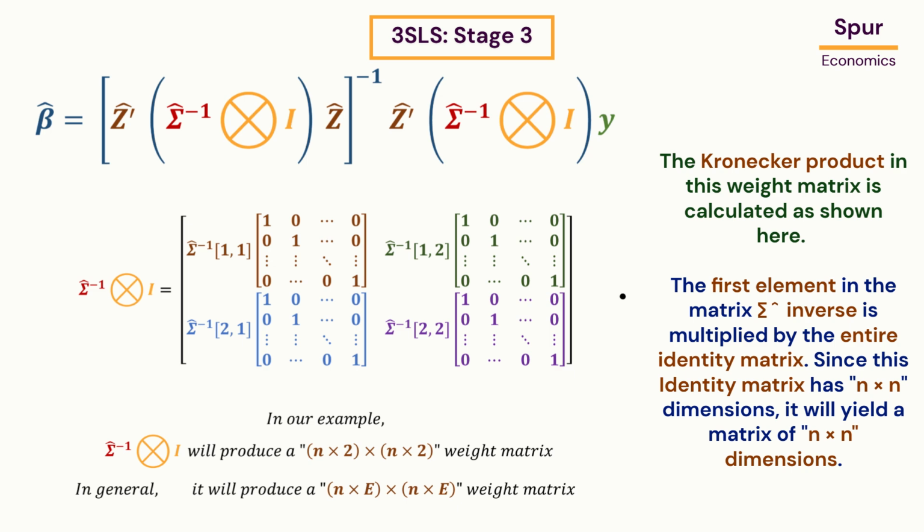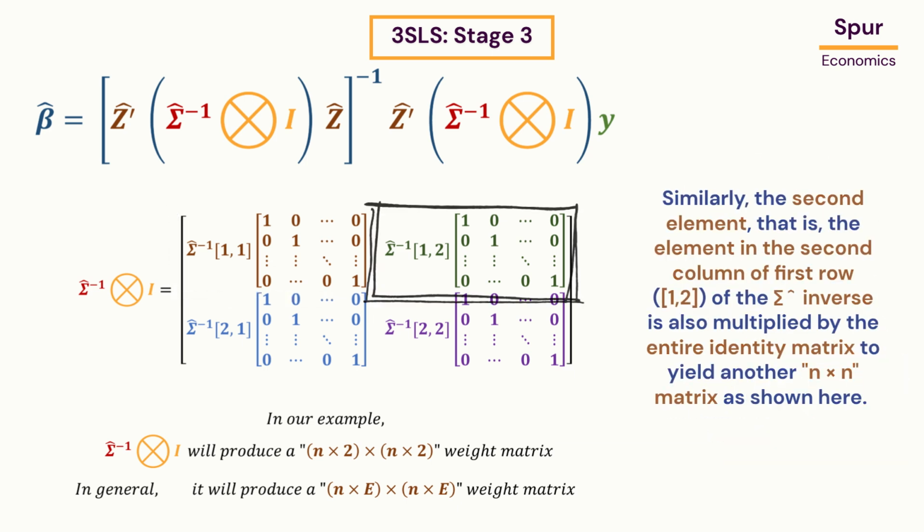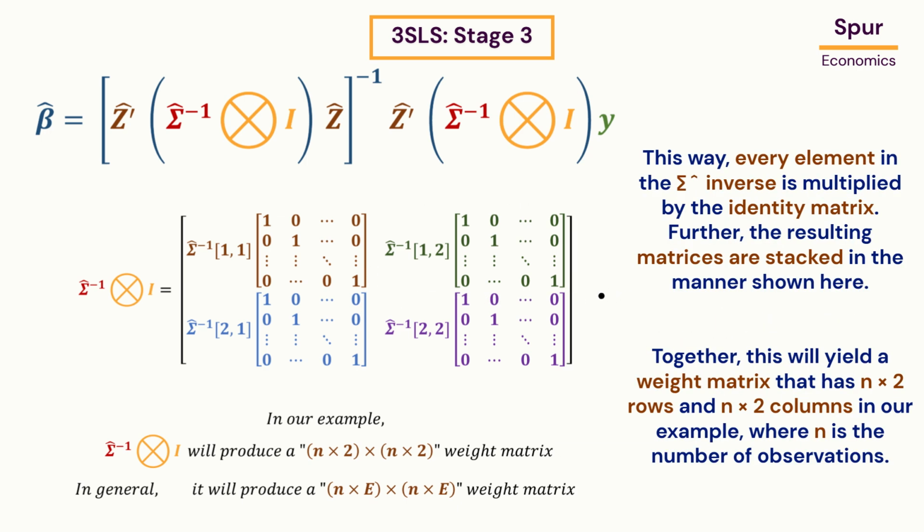The Kronecker product in this weight matrix is calculated as shown here. The first element in the matrix sigma cap inverse is multiplied by the entire identity matrix. Since this identity matrix has n by n dimensions, it will yield a matrix of n by n dimensions. Similarly, the second element, that is, the element in the second column of first row of the sigma cap inverse is also multiplied by the entire identity matrix to yield another n by n matrix as shown here. This way, every element in the sigma cap inverse is multiplied by the identity matrix. Further, the resulting matrices are stacked in the manner shown here.